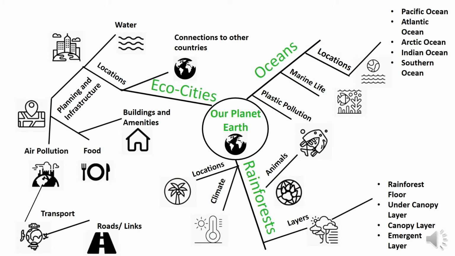And back to your graphic schema. Start from the middle, trace with your finger up towards oceans. You should now be able to talk a little bit more about plastic pollution, about marine life, the type of animals that we find in the seas and the oceans, and the locations where the Pacific Ocean is, the Atlantic, the Arctic, the Indian and the Southern Ocean. Remember, please add your own information and icons, the little pictures, onto your graphic schema as you go along.